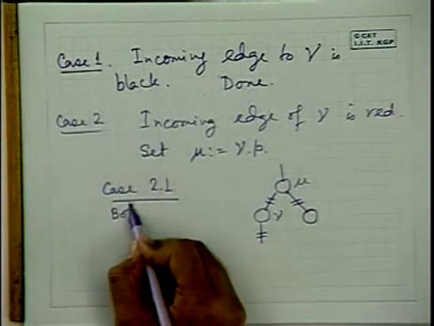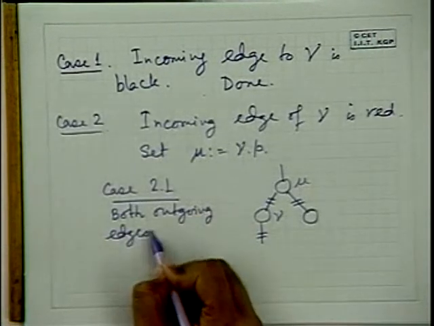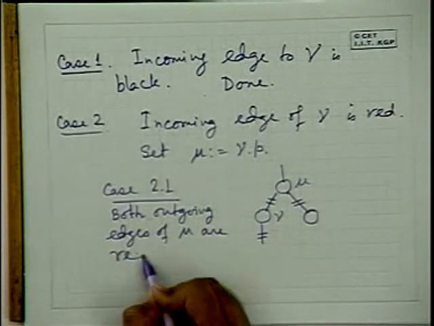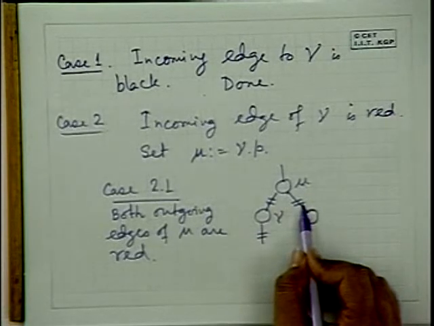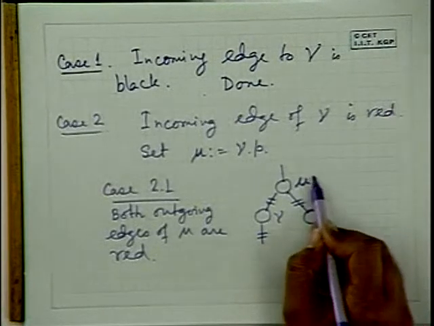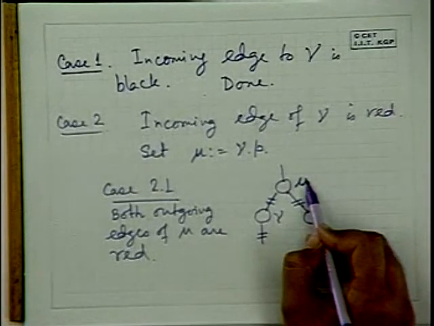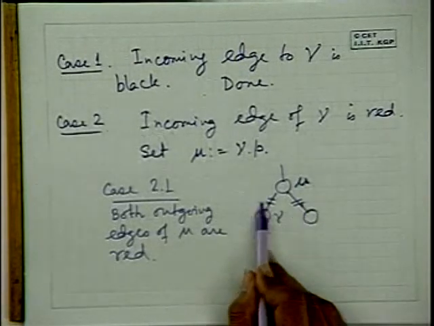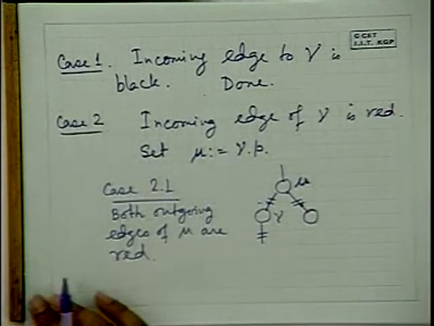So case 2.1 is, both outgoing edges of mu are red. Mu is the parent of nu and both outgoing edges are red. Then what we will do, we'll call this a promotion of mu. How do we promote? We increase its black height. We make these two red ones black. Making them black does not cause a red-red problem, but it creates another problem. It may not keep the black height the same over all the leaves.